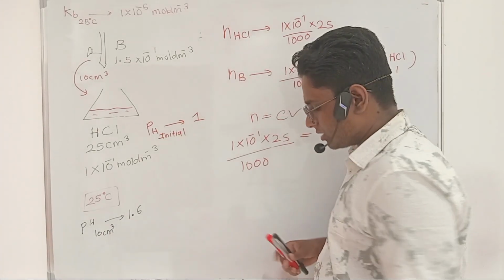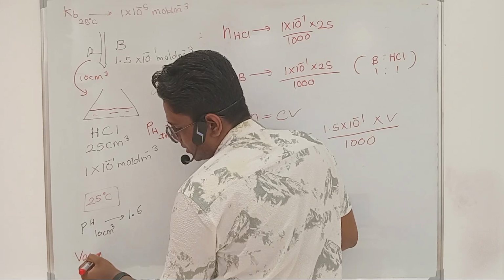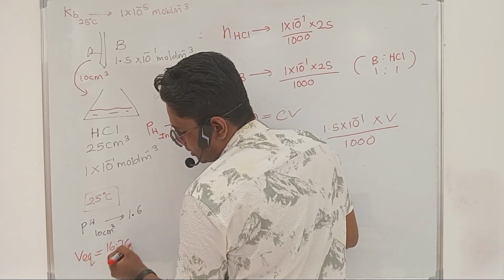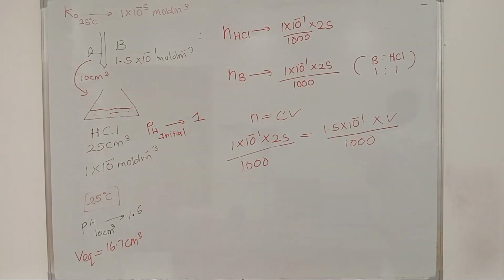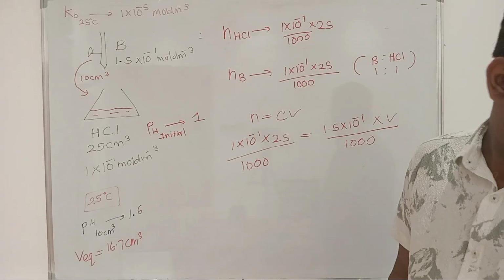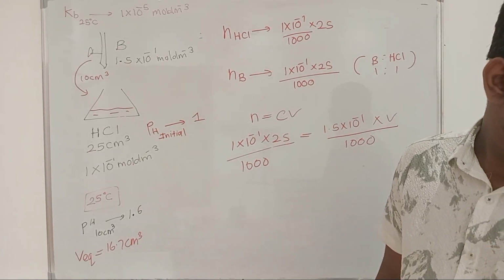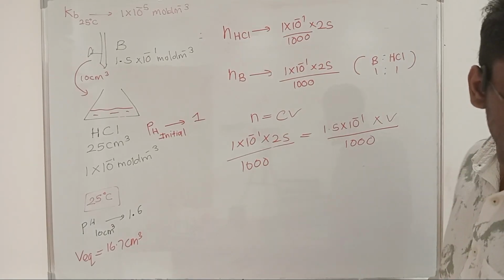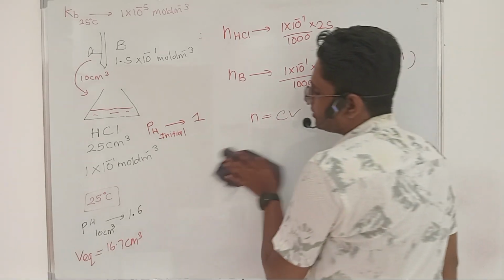So I'll write the equivalence point. V equivalent is 16.7 centimeter cube, right? Okay, then what are they asking? Next part. Another 10 centimeter cube volume of the weak base was added to the titration flask after reaching the equivalence point. Calculate the pH.